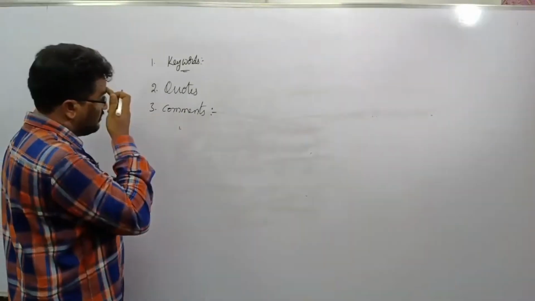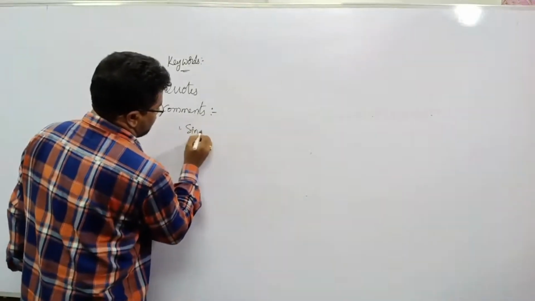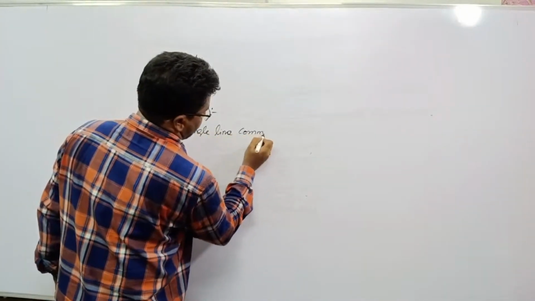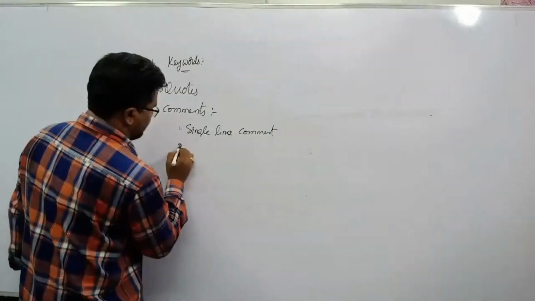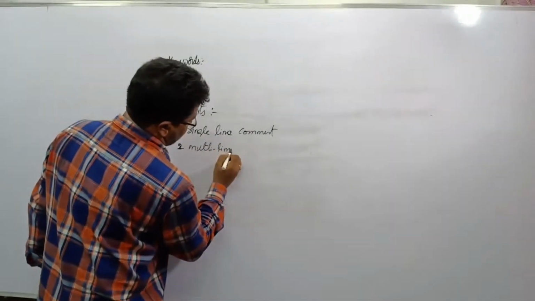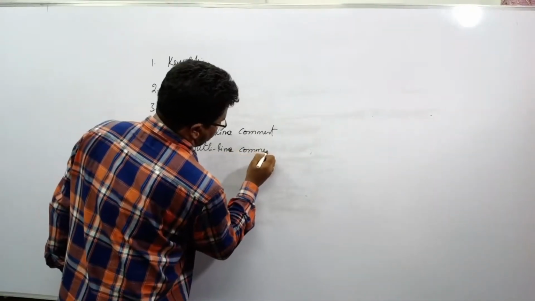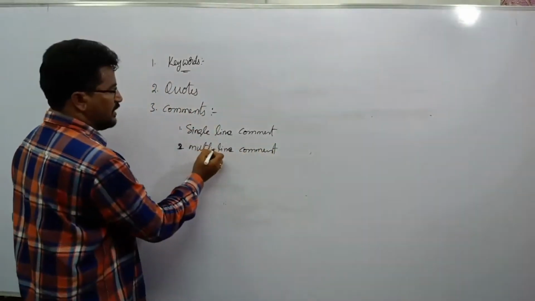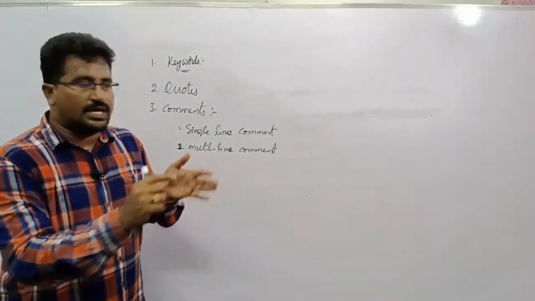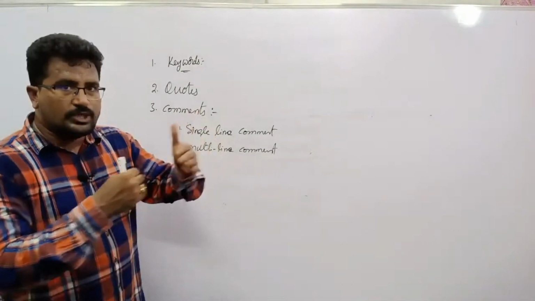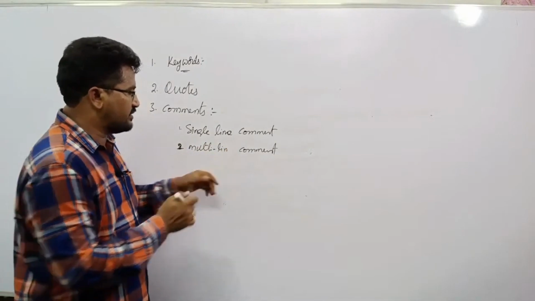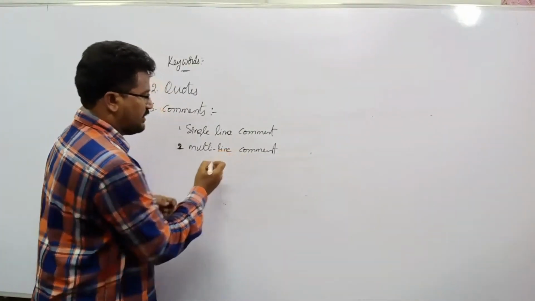So here, types of comments. First is the single line comment. Second is the multi-line, or multiple line, comment. If you comment only one line, that is called a single line comment. If you comment multiple lines, that's called a multi-line or multiple line comment.